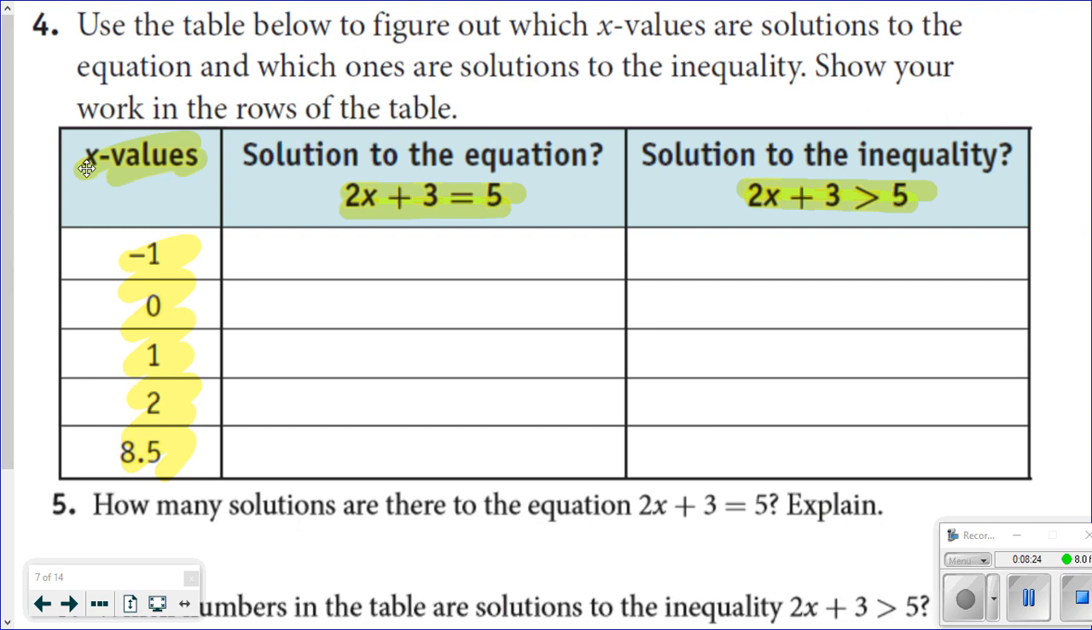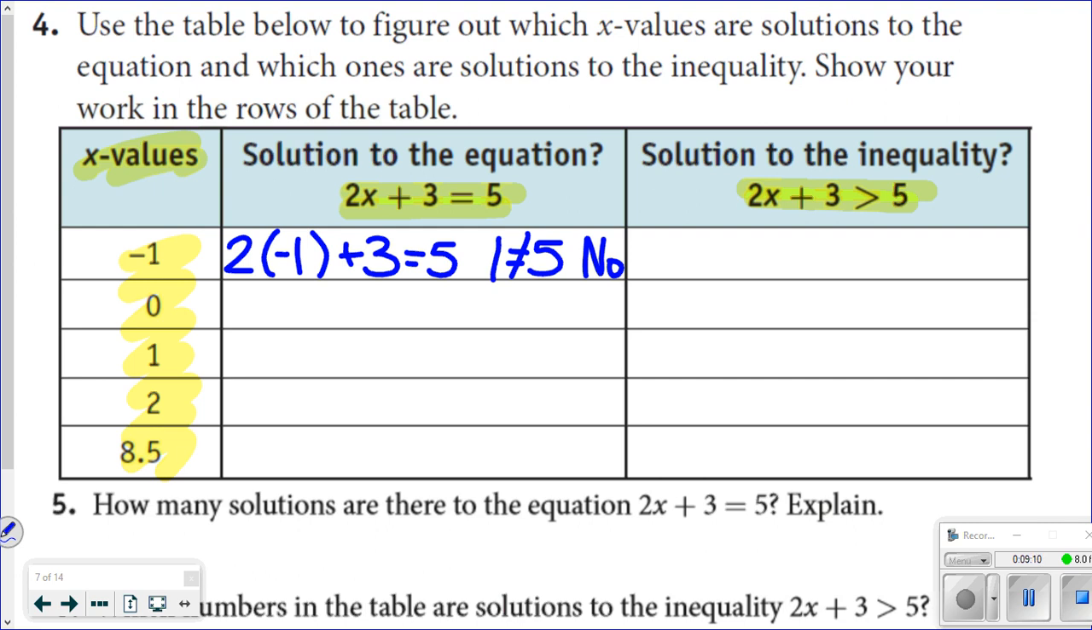Okay, so I will walk you through the first one. Instead of having an x, we're plugging in -1. So again, we need to substitute, plug in. So it would be 2 times -1 plus 3. What do we get? It says it should equal 5, but we get 1 equals 5. That's a false statement. So no, -1 is not a solution.